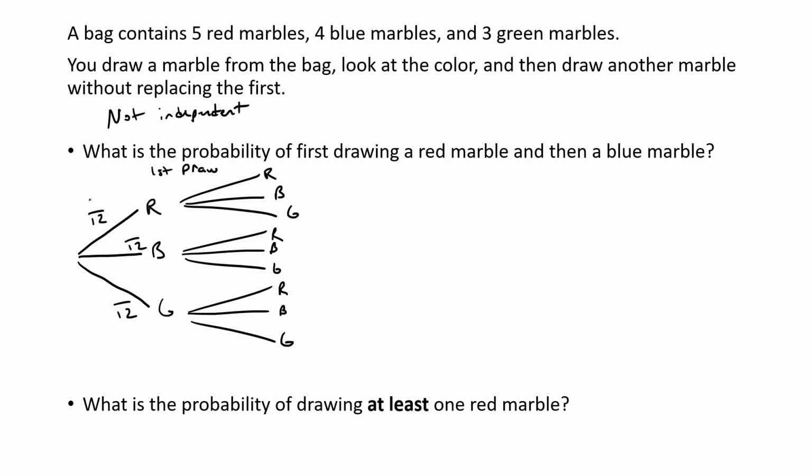And then we know there are 5 red marbles, 4 blue marbles, and 3 green marbles. Okay, so we can fill those into those branches. And from there, once we've drawn a marble from the bag, each of these will be a probability over 11, because there are only 11 marbles remaining.